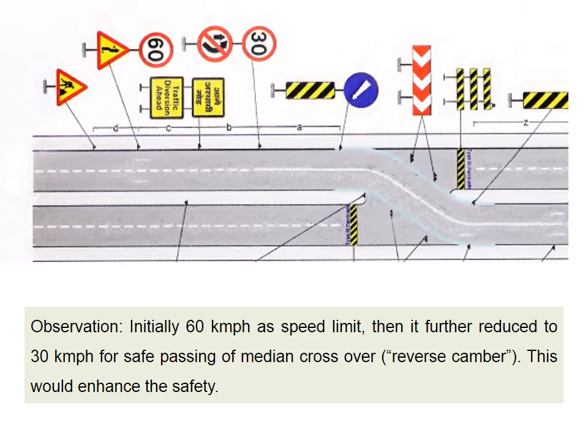If we come with very high speed, vehicles may go into the work site. So for smooth negotiation of the curve, they are reducing the speed drastically. Initially 60 km per hour as a speed limit, then it is further reduced to 30 km per hour for safe passing of the median crossover. This would enhance the safety. So the purpose here is safety. Through the work site, the traffic should not be involved in any accident. So an accident free work zone, that must be.